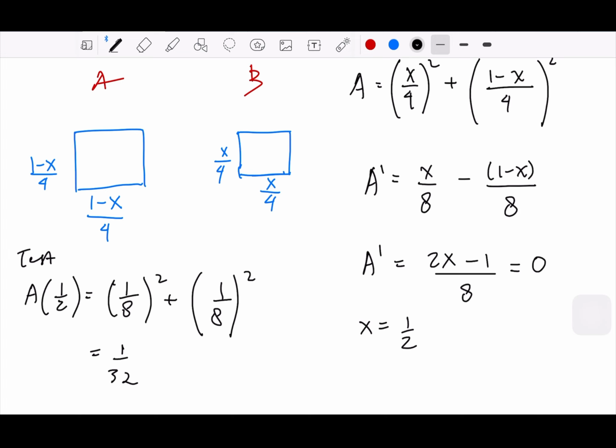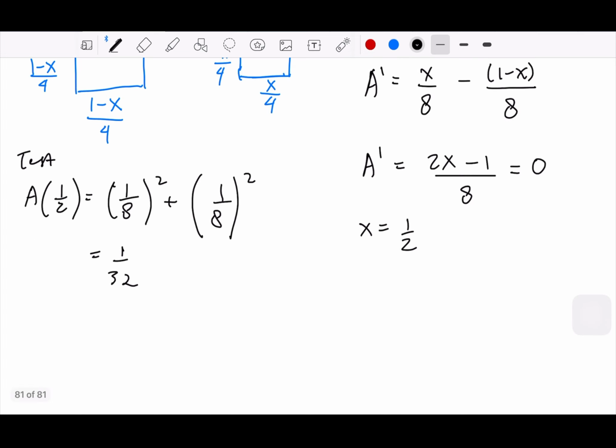If this is your answer in the test, it seems correct, but it's actually not correct. So if you write that the largest area is 1 over 32, this is wrong. Why? Because actually, the question given is asking the wrong question. It should be asking the minimum.